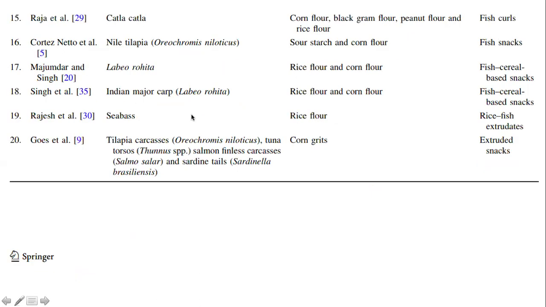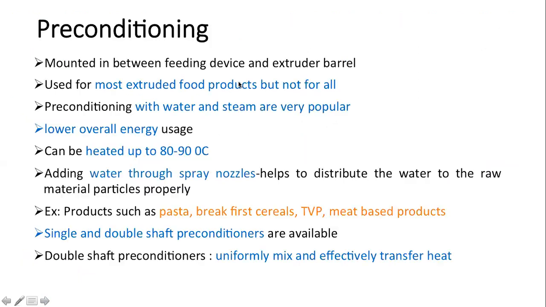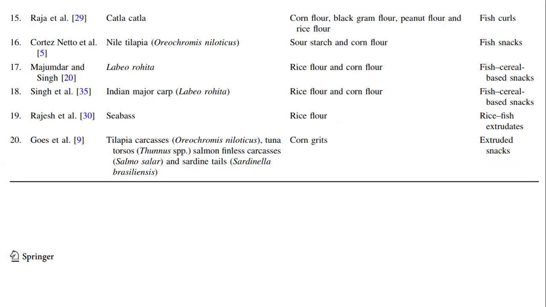I take this literature from Springer. It is a very good, reliable source. So you can see here more than 20 products are available in one paper. Okay, it's very important. It's very, very important for you to develop your own food product by incorporating different types of raw materials, right?